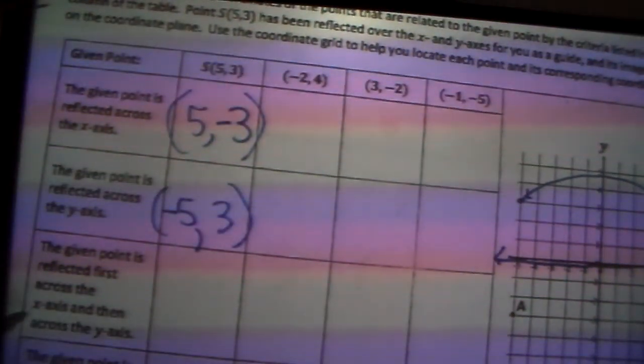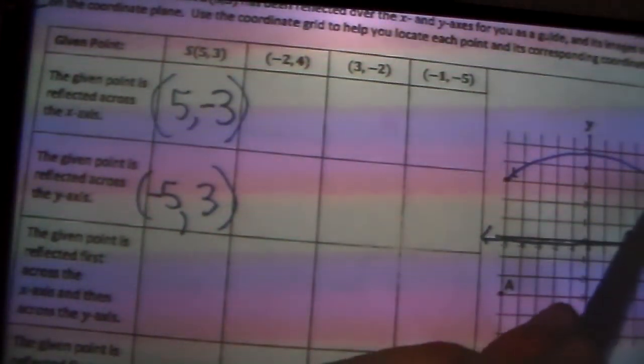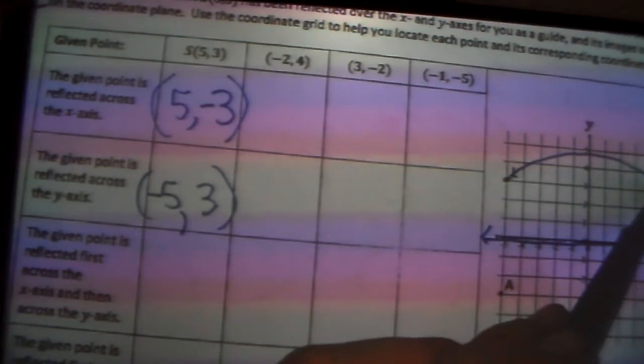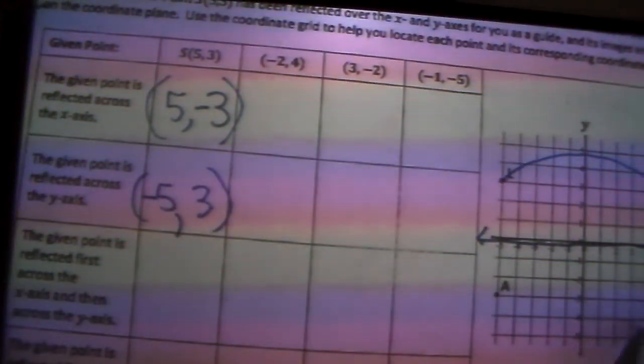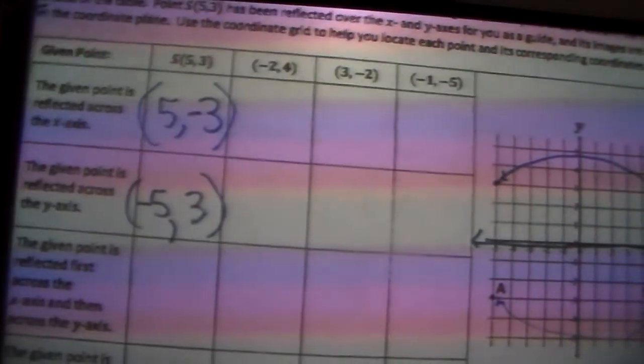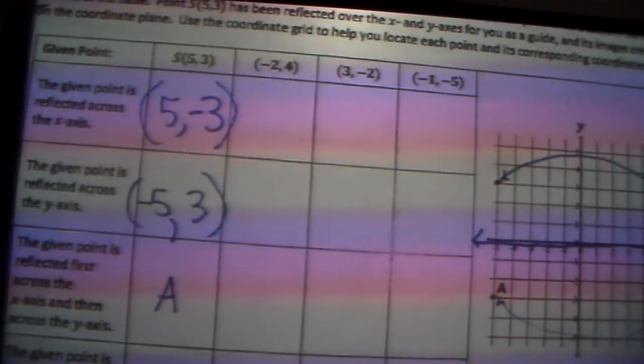Now this last one says the given point is reflected first across the x and then across the y. So it says take my same S starting point, go across the x first, and then reflect to the y. We end up at point A.